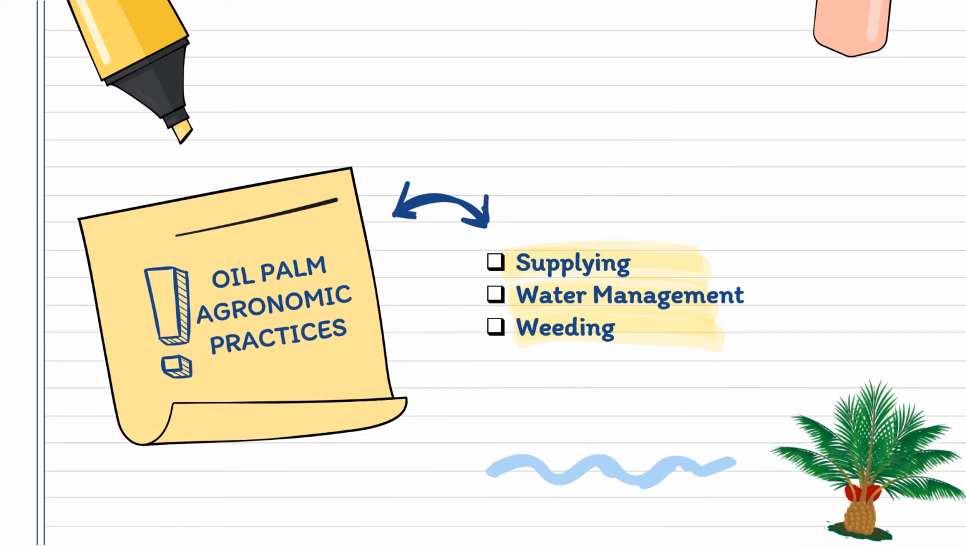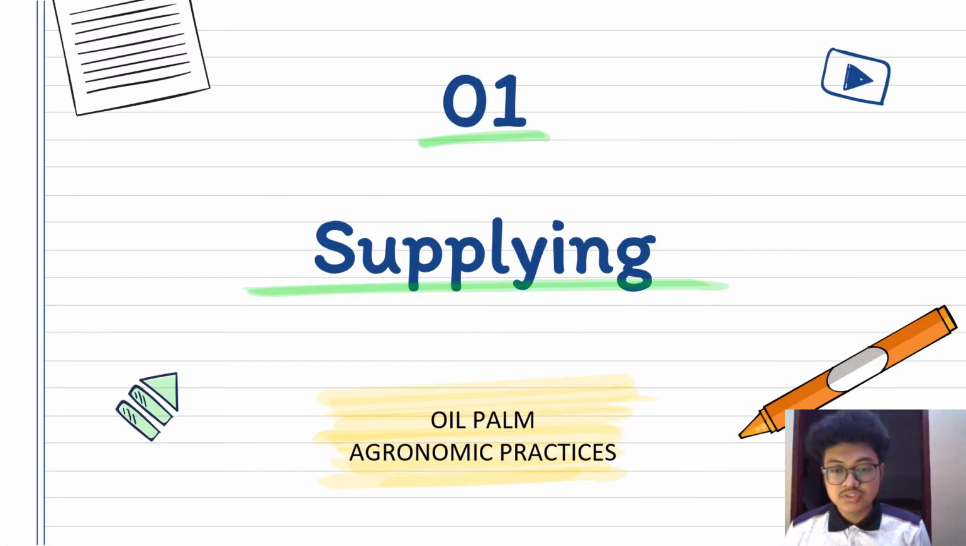For agronomic practices, I choose oil palm agronomic practices. So I choose three of them. Firstly, supplying. Second, water management. And third, weeding. So first of all, let me go to supplying.